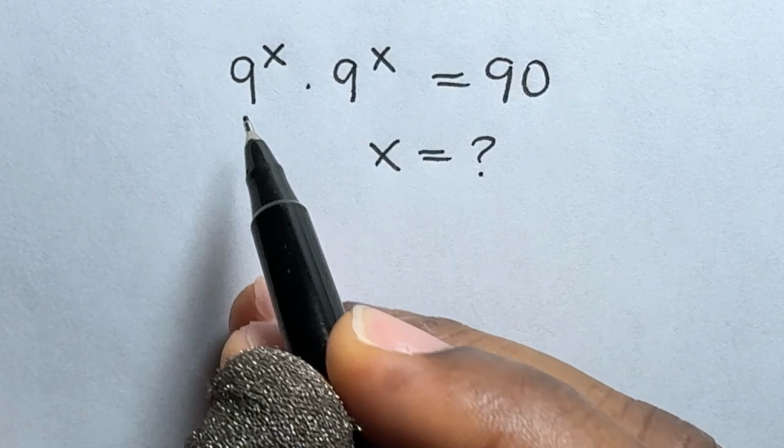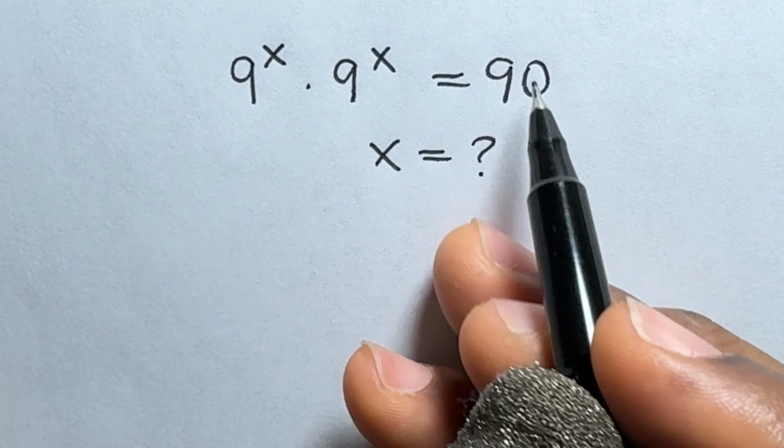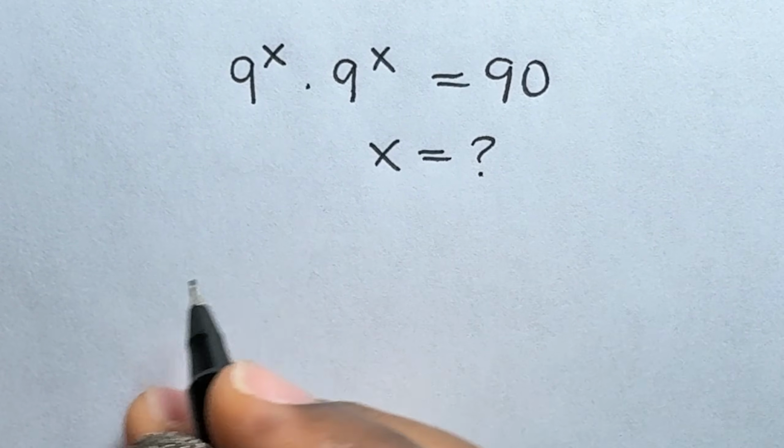Hello, 9 raised to power x times 9 raised to power x is equal to 90. Find x.